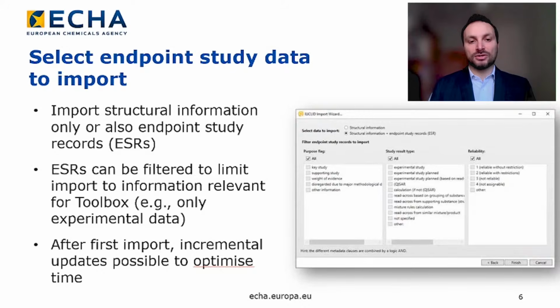In case you decide to also import Euclid endpoint study records, you can filter them to limit the import to only the information that is relevant for the toolbox. For example, only experimental data or only reliable data. The first time you import a Euclid database, especially if it is a large one, it can take a long time. The whole ECHA REACH database takes, for example, 1 or 2 days to be imported. But after the first import, it's possible to do incremental updates that make the time needed for the update much, much shorter.